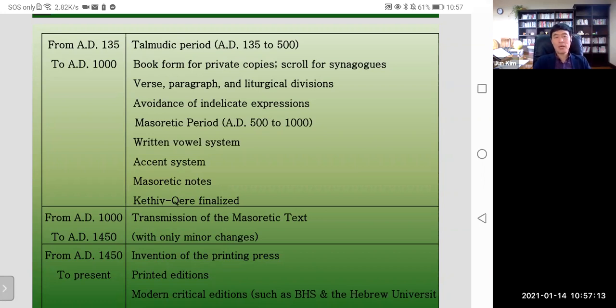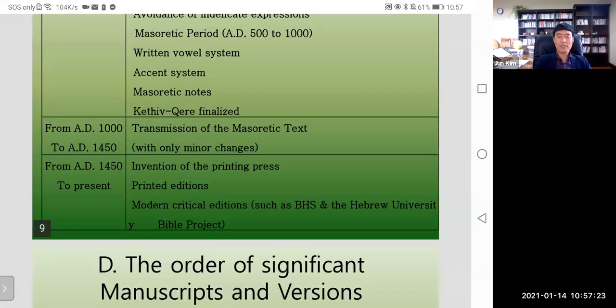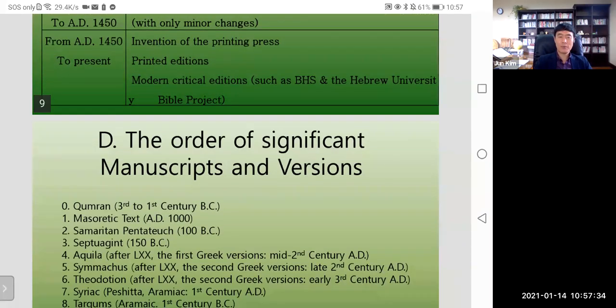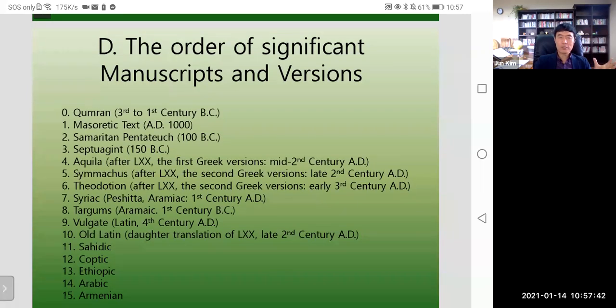From AD 1000 to AD 1450, transmission of the Masoretic text. Then the invention of the printing press, printed editions, and modern critical editions such as BHS and the Hebrew University Bible Project. Okay, that is a very simple overview of the transmission of the Hebrew Bible. This is important for your textual criticism.